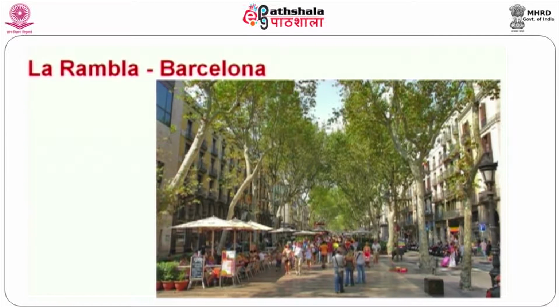This is Rambla, Barcelona. Now this particular street has a very interesting facet. This street is right in the middle of the road. Then this acts like a public plaza. The trees create a buffer between the traffic and the people, so it acts like a security measure.